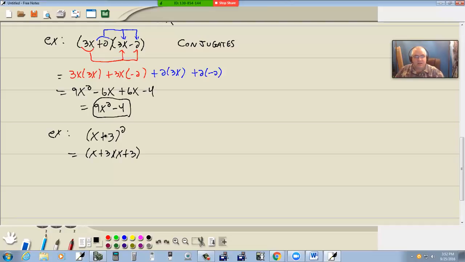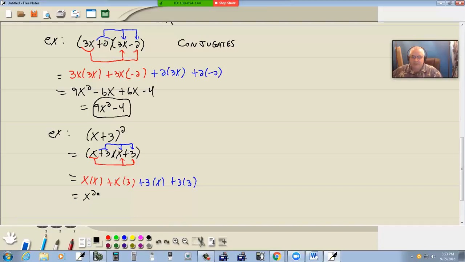We have addition in here, so we have to simply rewrite it this way. And then we can use our line method. So I'm going to take my x here and multiply times each term over here. So I got x times x, x times 3. Then I'll take this second term, this 3, and multiply it through. So I have 3 times x and 3 times 3.